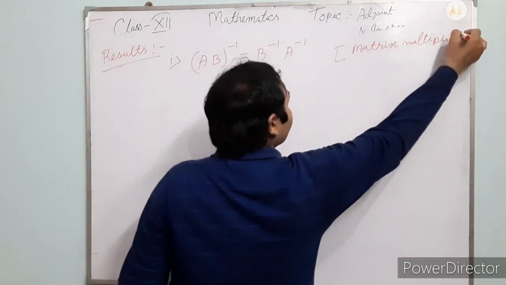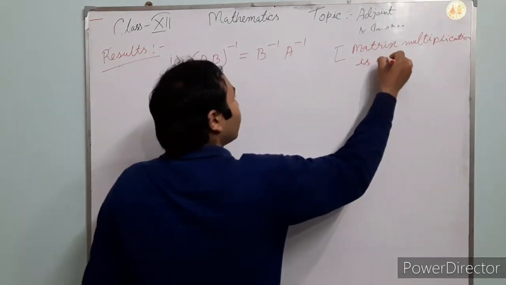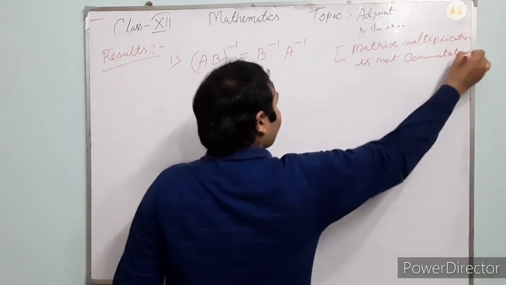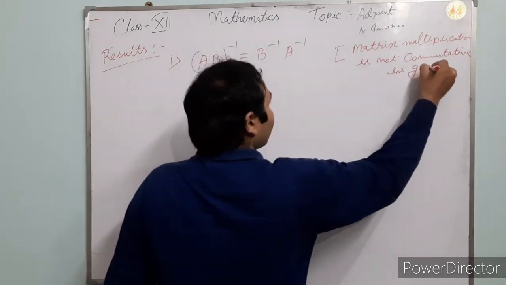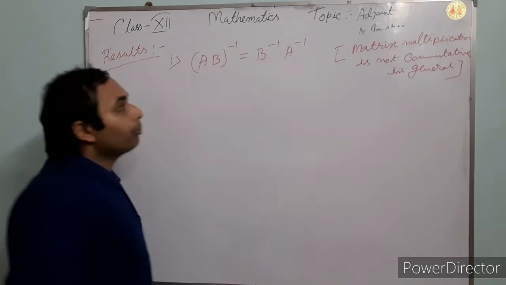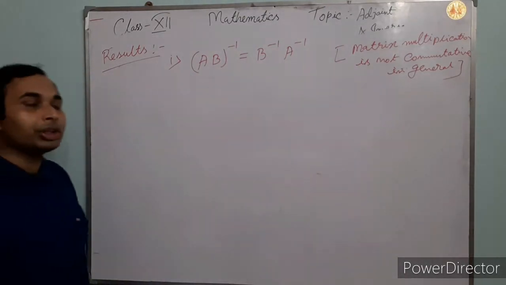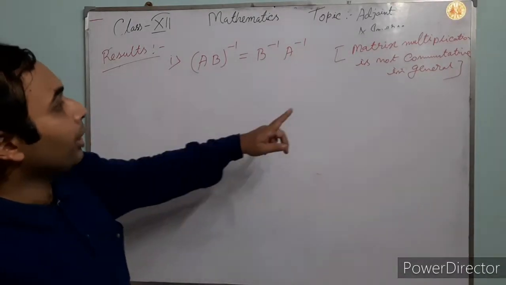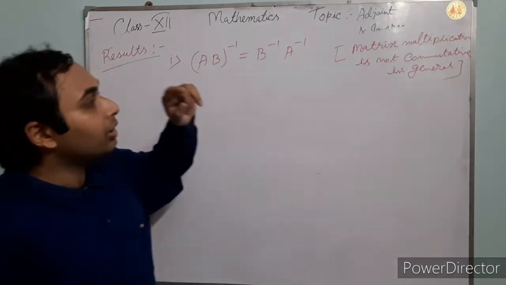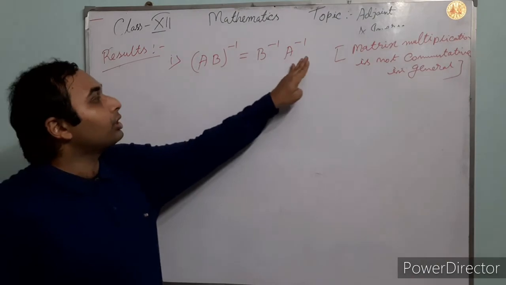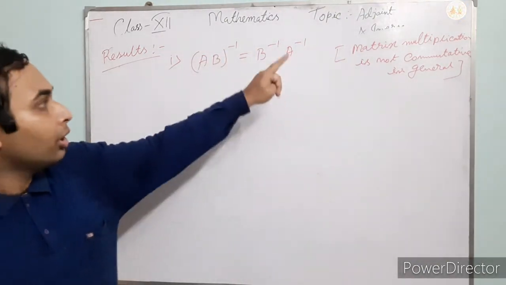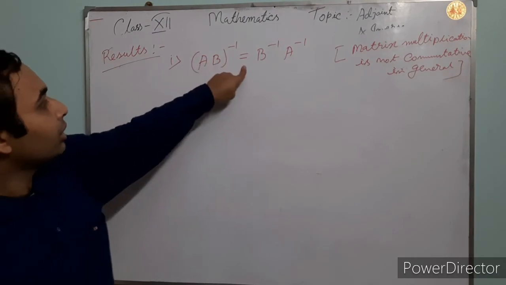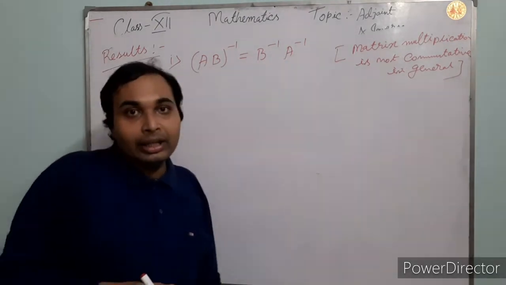Matrix multiplication is not commutative in general. We have discussed this in previous classes. So whenever the matrix multiplication is not commutative, obviously B inverse A inverse is not equals to A inverse B inverse. So this is unique. (AB) inverse is always B inverse A inverse.